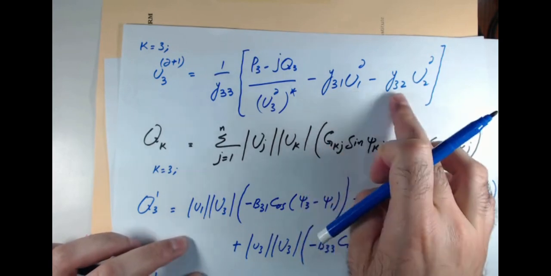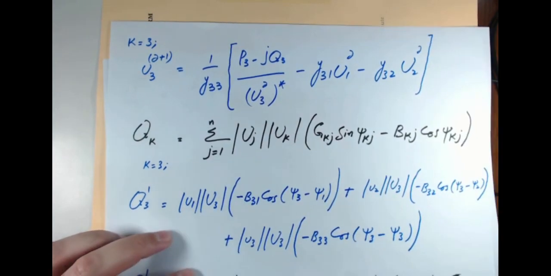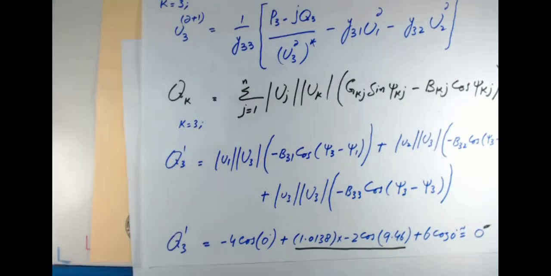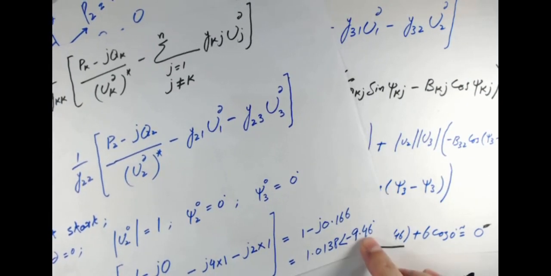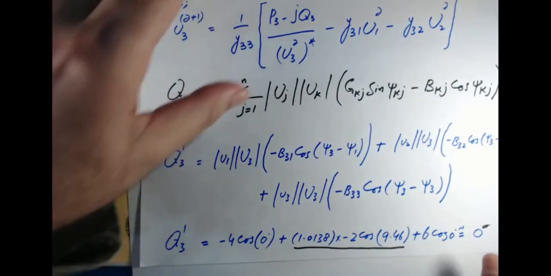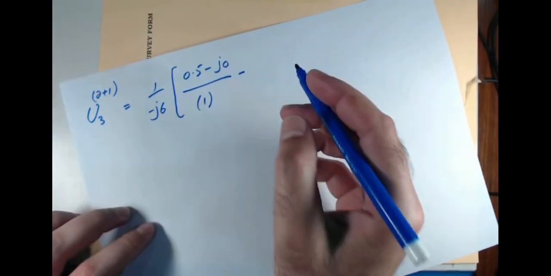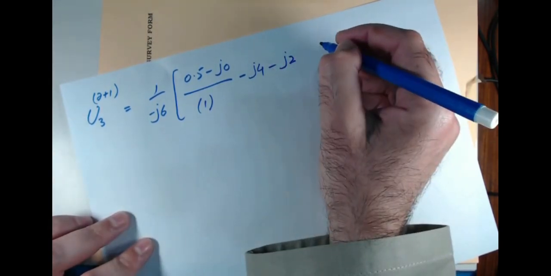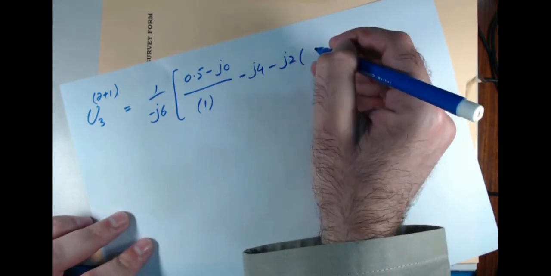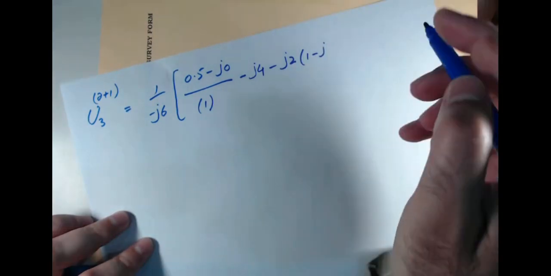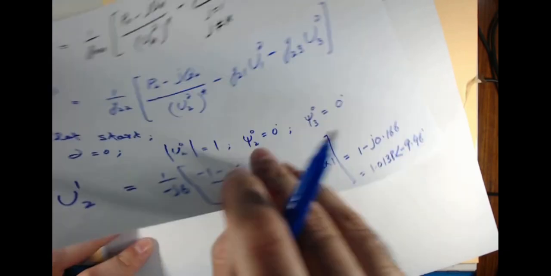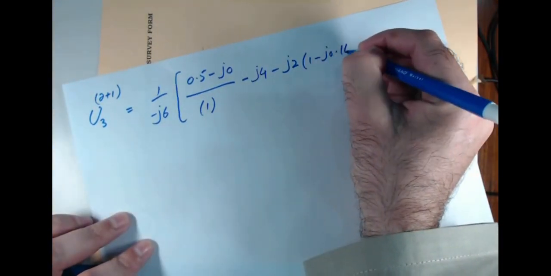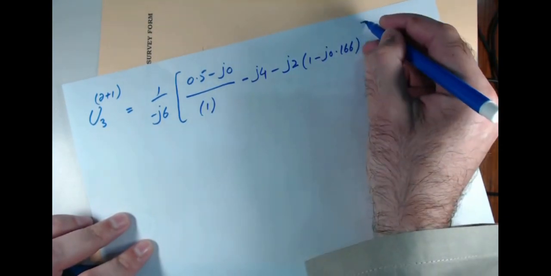Minus this term, which is Y31 U1 and then Y32 U2, but this value should be the one we have calculated here, that is 1.0138 angle minus 9.46. So putting the value of U2 from the first iteration and the other values, this becomes minus j4 U1, as it is 1 angle 0, minus j2 and U2 in the first iteration, which is 1 minus j 0.166. That becomes like this. So now calculating it.